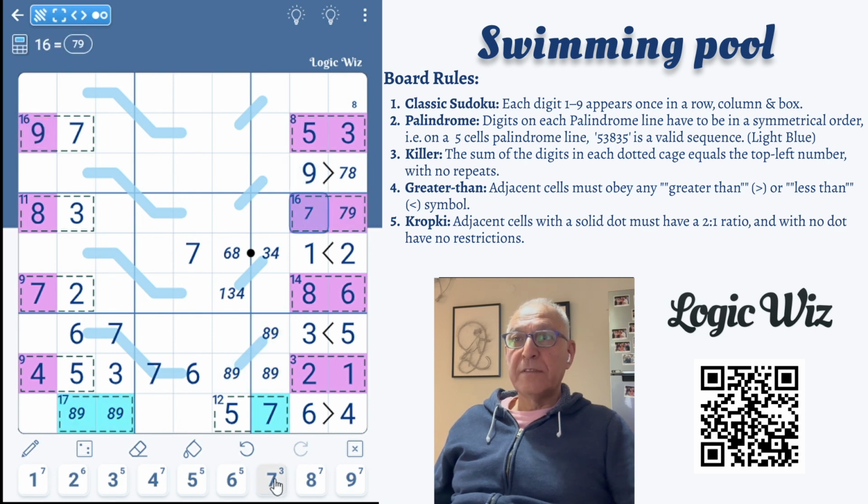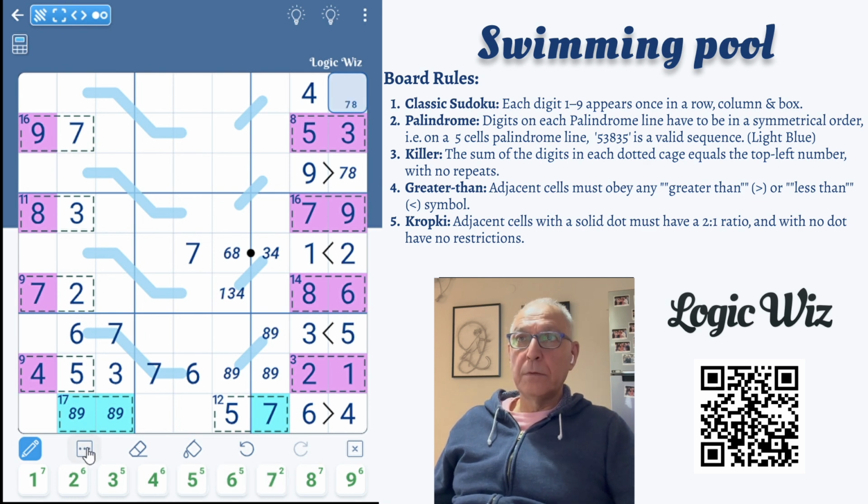Now this one is a 7. This one is a 9. And here we remain with 7 and 8. Okay, which digits are we missing here? We are missing here 3, 4, and 5.